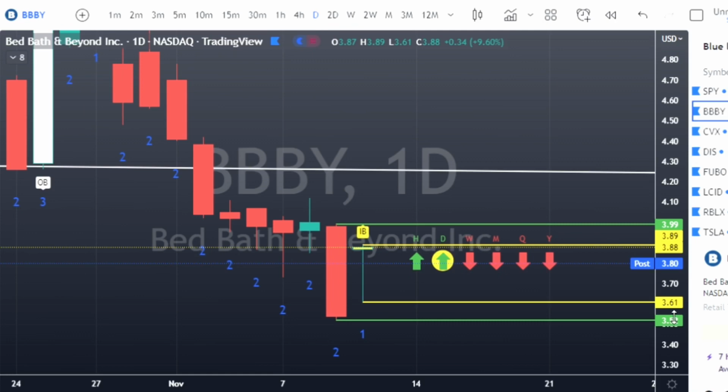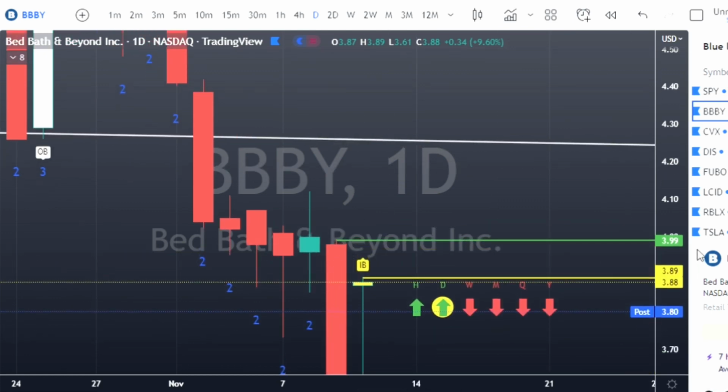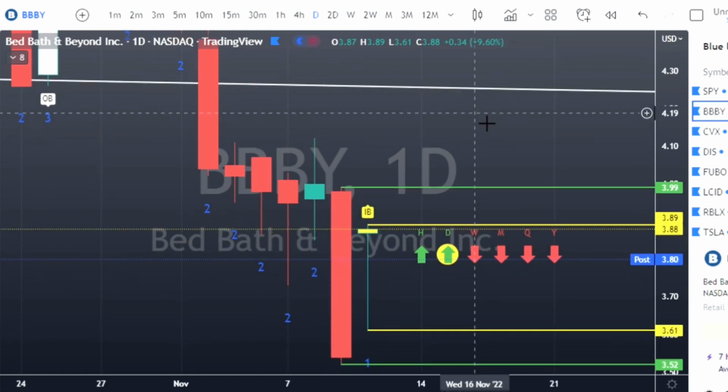So let's get started with BBBY. So BBBY, Bed Bath & Beyond, has this inside bar, and you can see it's painted yellow. The reason it's painted yellow is because of that Griswold Strat indicator I was telling you guys about. Now, you can buy that separately in the link in the description below, or you can get it with the Griswold Gold membership. It comes as part of that.